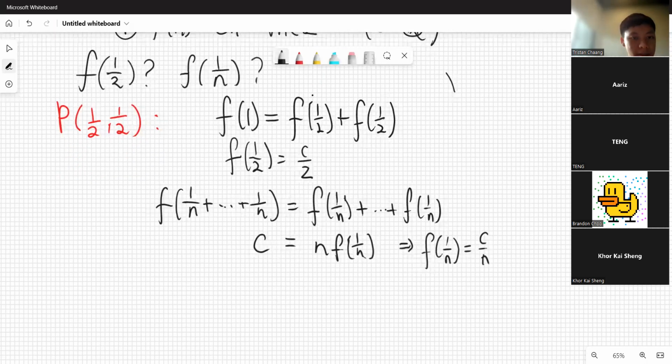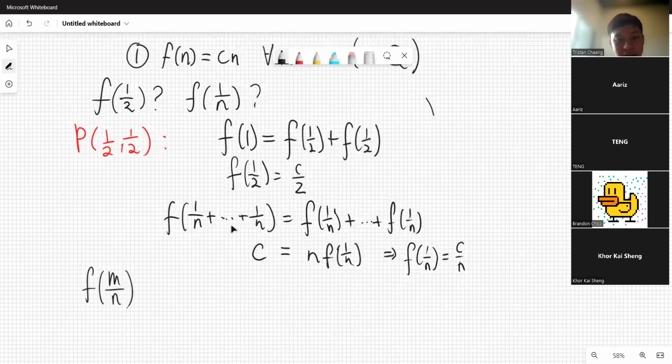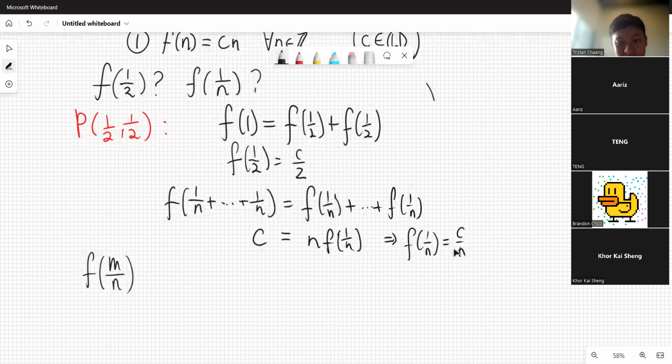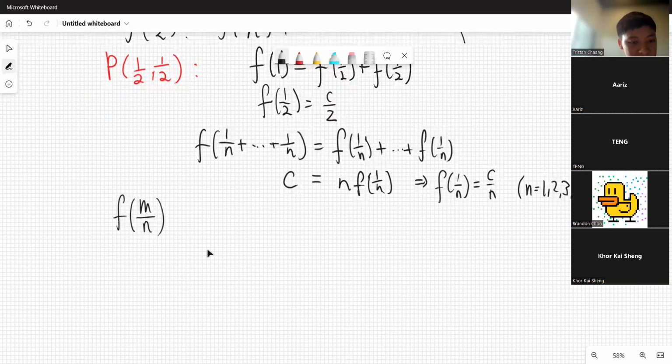Of course, now that we have f(1/n), we can get f(m/n). And how do we do that? Oh yeah, by the way, a minor detail. Of course, n here must be a positive integer. It doesn't make sense if it's a negative integer, because I cannot add this minus 10 times. But of course, if it's negative, I can just use the x and minus x argument again. So that's a minor detail. So this should be n equals 1, 2, 3, 4, and so on. But for the negatives, you can just do it yourself.